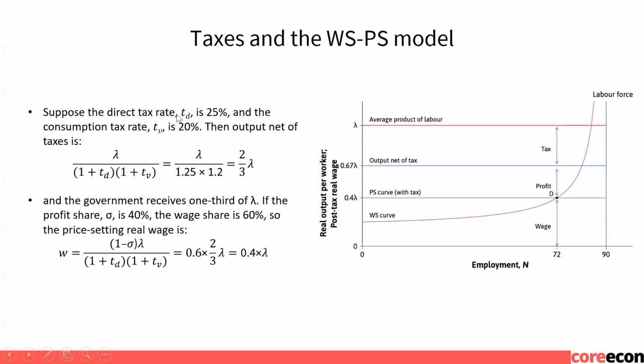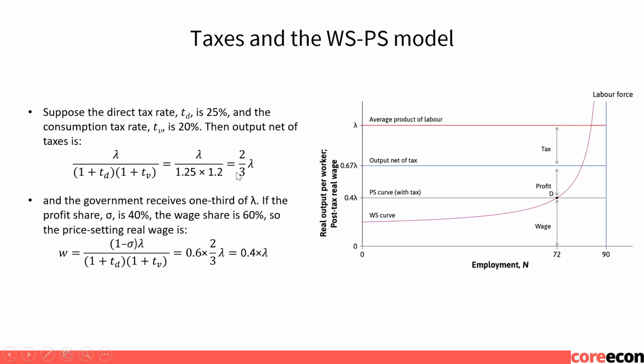Let's imagine the direct taxes are 25% and the consumption taxes are 20%. Lambda is the labor productivity, and we divide it by the product of these two constants. Since we have 1 plus TD, 25%, we have 1.25, and for TV, 20%, we have 1.20. This multiplication gives us 2/3 of lambda.